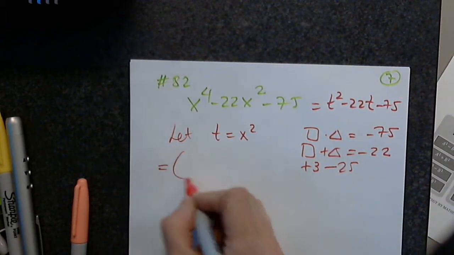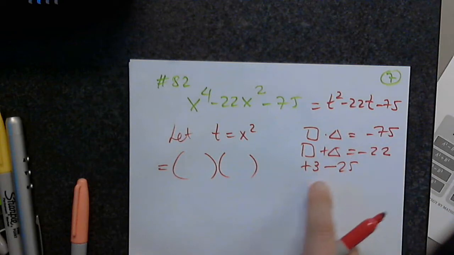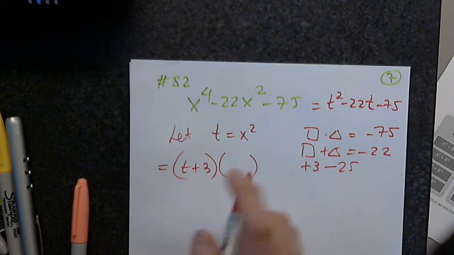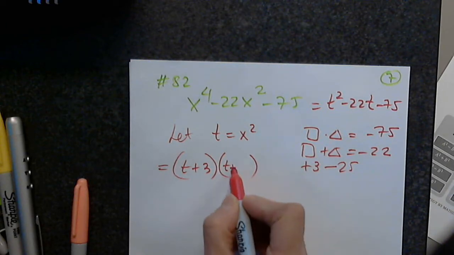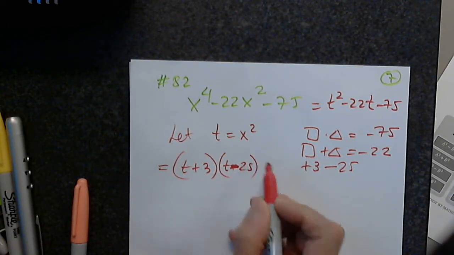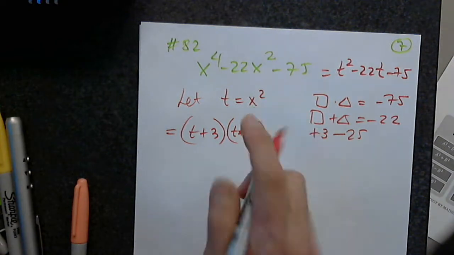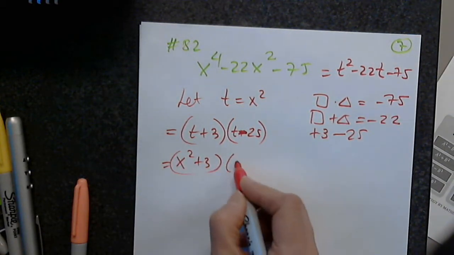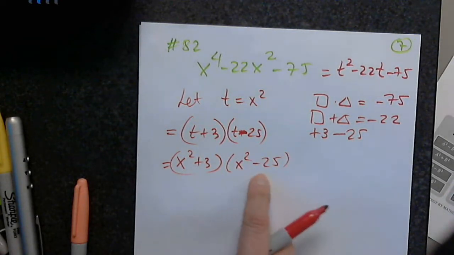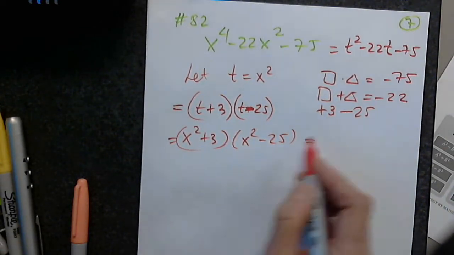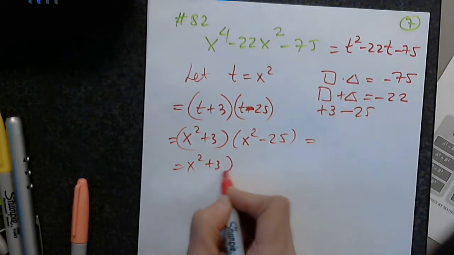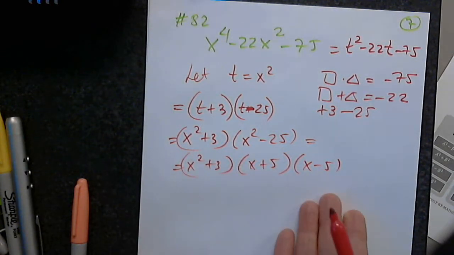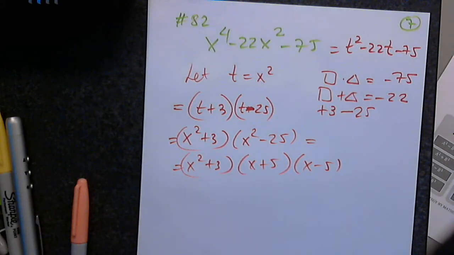I go back and I factor using t plus 3 and t minus 25. Then I replace t by x squared. So x squared plus 3 and x squared minus 25. This can be factored, this cannot. So this is x squared plus 3, x plus 5, x minus 5. If you wrote them in a different order, it's still the same thing.